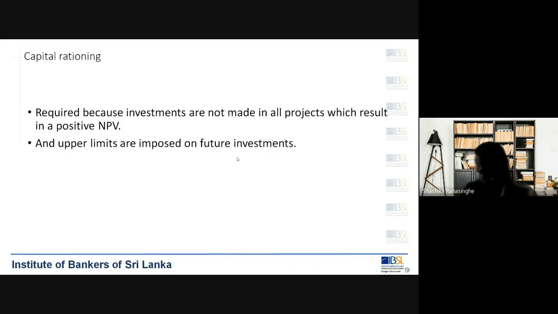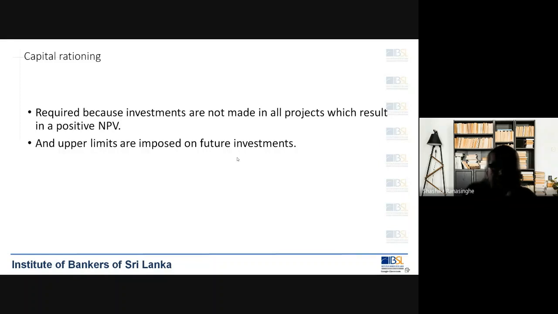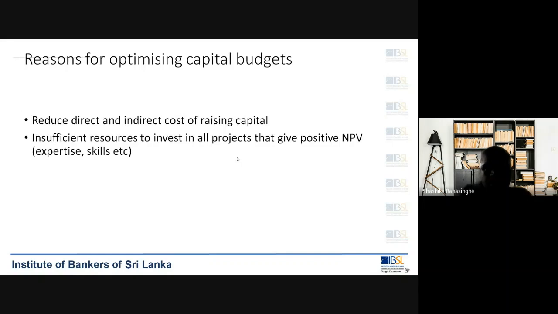The capital rationing, which discusses prioritizing capital. It's required because investments are not made in all projects which result in positive NPV, and upper limits are imposed on future investments. Then reasons for optimizing capital budgets: to reduce direct and indirect cost of raising capital, right? Because you can't be raising capital all the time, it's an expensive exercise, and you have to minimize your cost of raising capital.